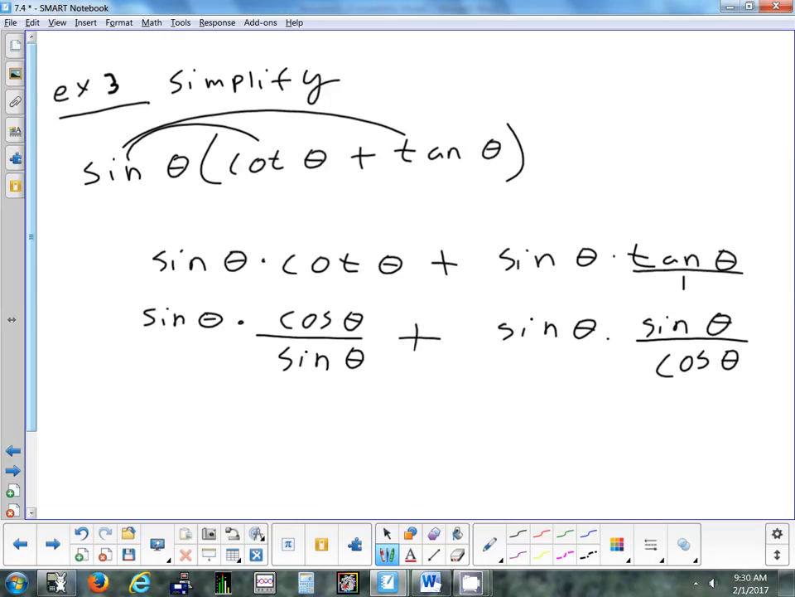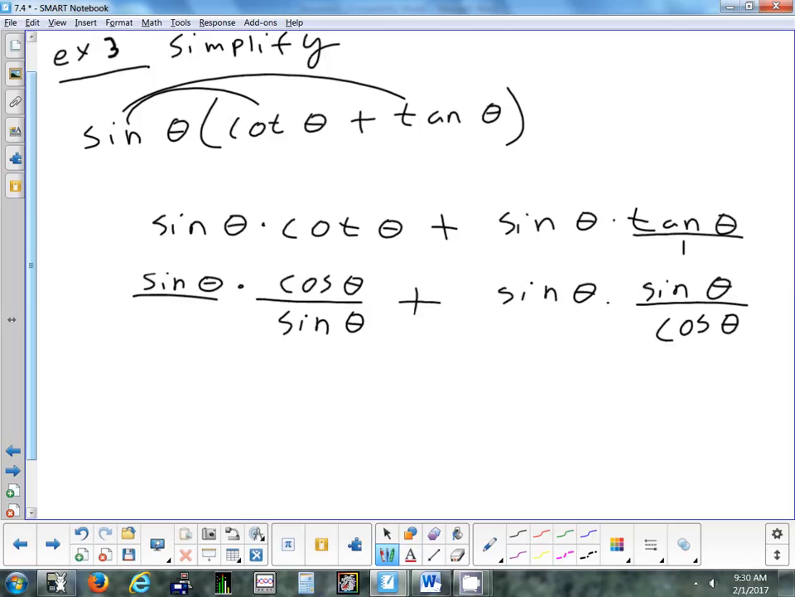Now, in my head, I'm already starting to think, okay, I get some fractions here, so maybe common denominators is going to come up now. What happens with the first term? Yeah, if you want to think of it as sine over 1, that's fine. Sine in the top, sine in the bottom, cancels. So what's on the left side of the plus sign? Cosine.